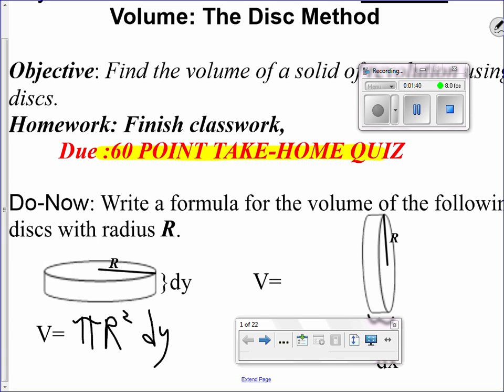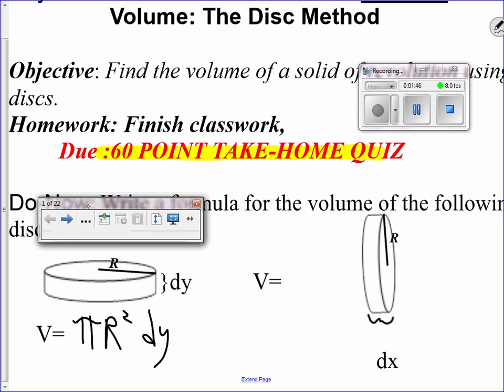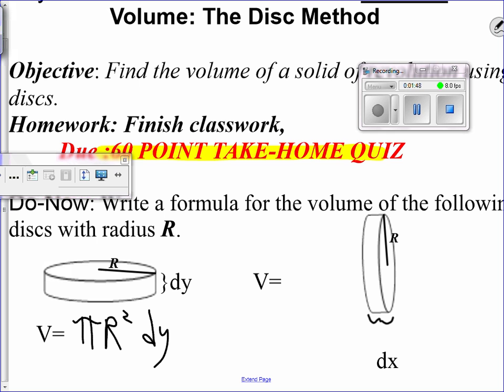Now I could also take the cylinder, or disk, as we're going to call them, and turn it on its side. So now the height would be a small change in x. Could you tell me what the volume of that disk would be? Yep, pi r squared times, now the height is dx.